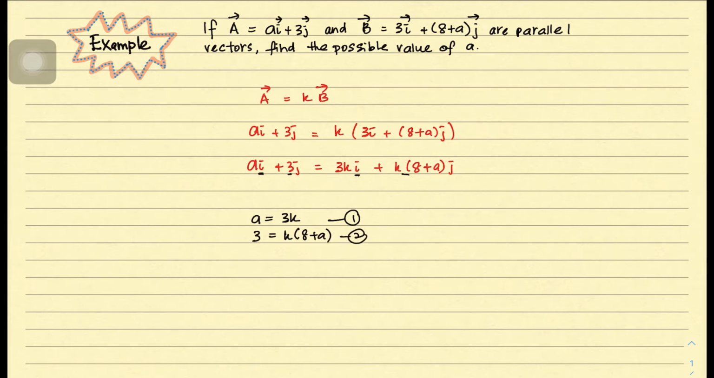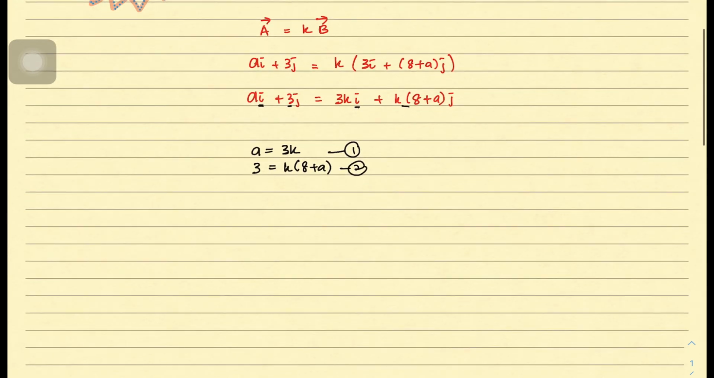Ini equation yang kedua. Okay, so kita expand equation yang kedua ni, kita akan dapat 3 equal to 8K plus KA. Okay, and from equation number 1, dia bagi tahu A adalah 3K. So kita gantikan A dekat sini dengan 3K. So kita ada 3 equal to 8K plus KA bersamaan dengan 3K daripada persamaan yang pertama. Therefore, from here we have 3 equal to 8K plus 3K square.